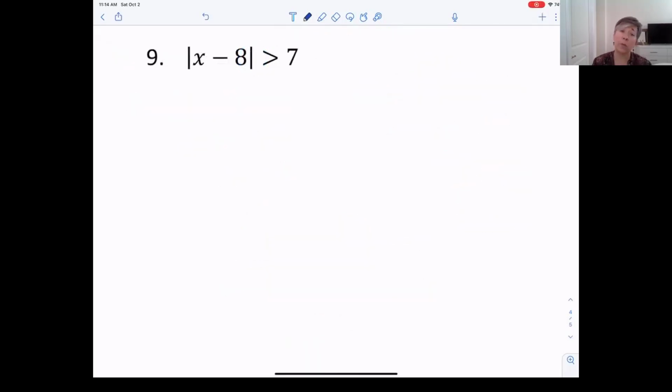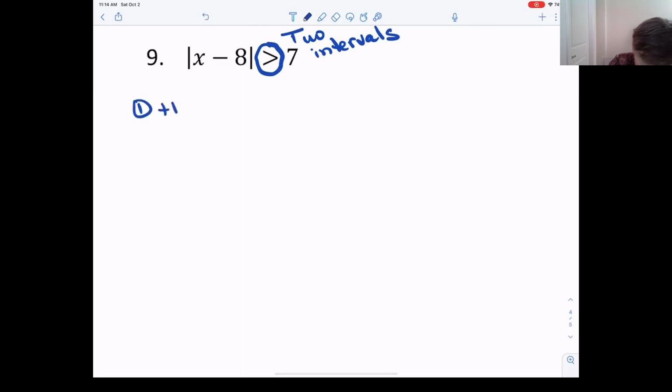In example 9, we have the absolute value of x minus 8 greater than 7. So this is telling us that we're looking for a distance larger than a number. So it's going to go outwards on the number line. So we're going to have possibly two intervals that we're looking for here. So we're going to do the same two options.